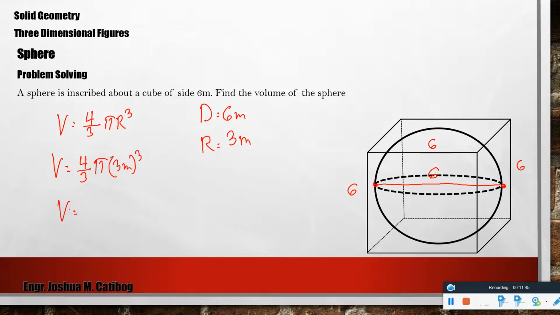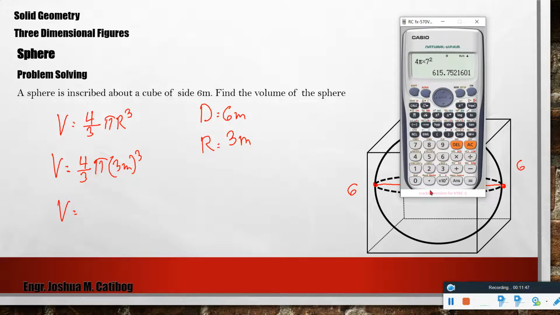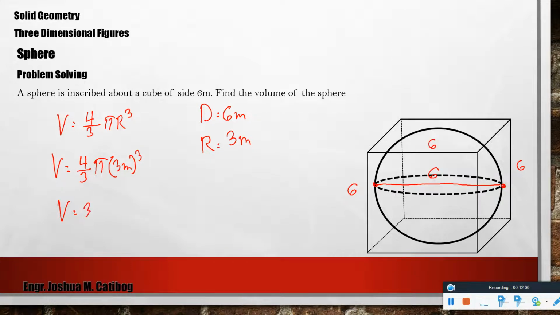So from here, volume is simply, okay, so again, 4 over 3 pi times 3 raised to 3. So we have here 36 pi cubic meters. And that's it.